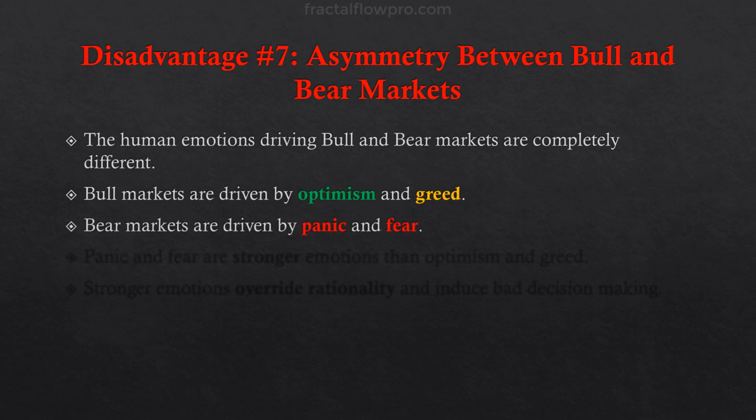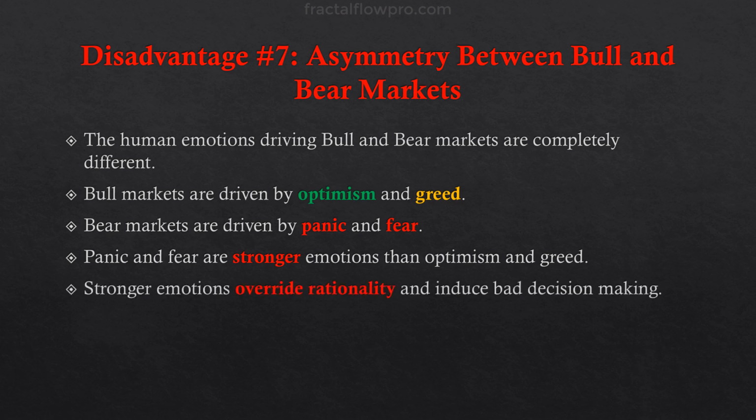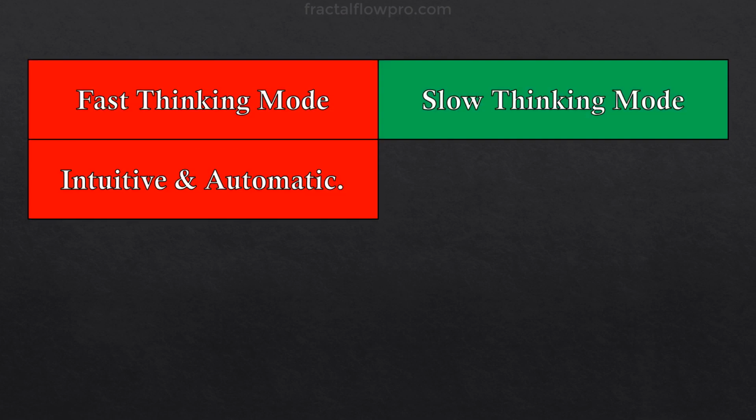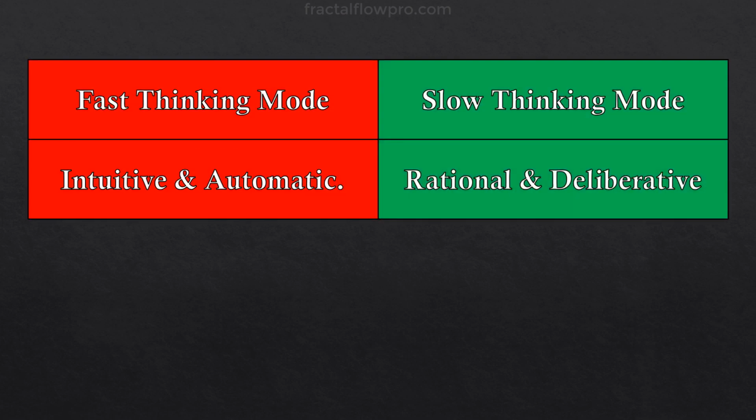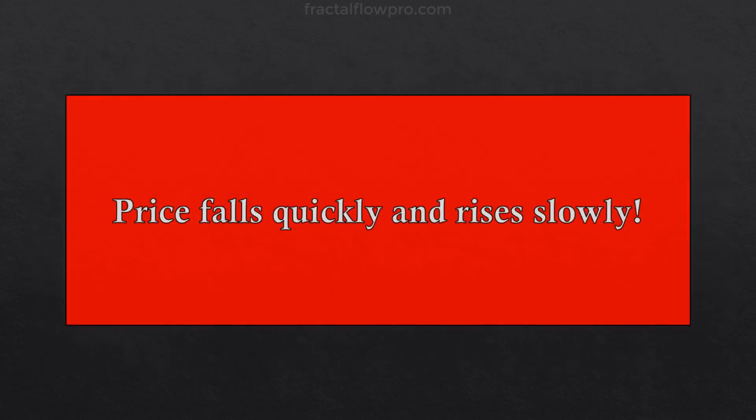The issue is that fear and panic are stronger emotions than optimism and greed. Because panic and fear are stronger emotions, they trigger more irrational behaviors in traders and investors, simply because strong emotions override rationality. The Nobel Prize-winning psychologist Daniel Kahneman, responsible for the prospect theory, argues that the human brain has two basic modes, the fast-thinking mode and the slow-thinking mode. The fast mode is intuitive and automatic. The slow mode is rational and deliberative. Under high psychological stress, the fast mode tends to be dominant. That's where irrationality takes over to make traders make bad decisions. All of that means that price falls much faster than it rises.